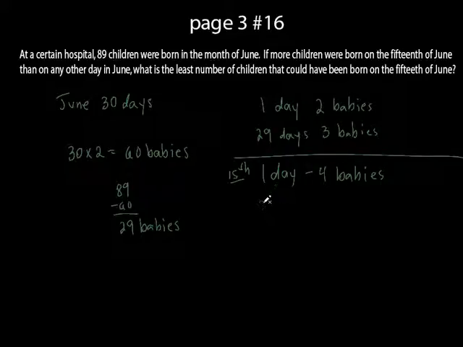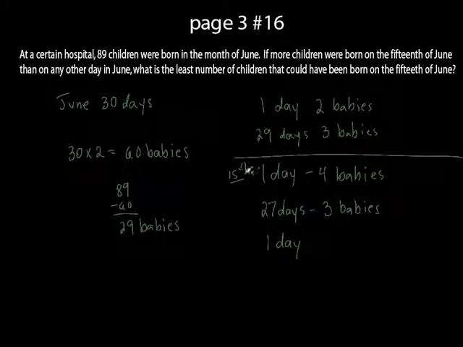That means 28 days has, did I do that right? 28 days has 3 babies. I don't think I'm doing this right. Hang on, let me double check. Okay, I think I have this figured out. This is not 28 days right here. This should be 27 days. And this should be 27 days, and then you're going to have the 1 day.